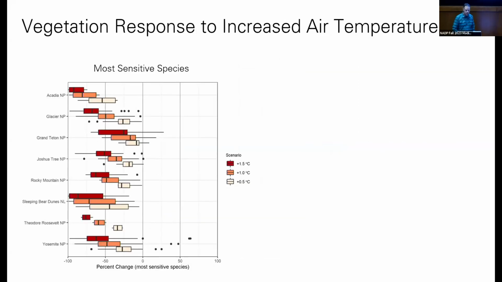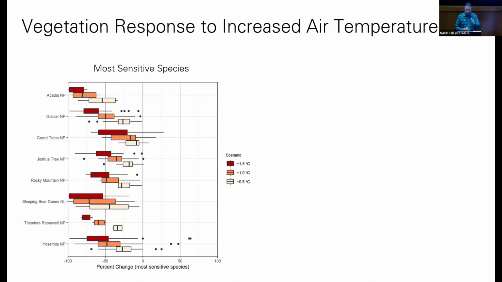So this is a plot of the percent change in occurrence probability, so we're not looking at critical loads anymore. This is just the deviation in the maximum occurrence probability for the most sensitive species in a given map class for each park.